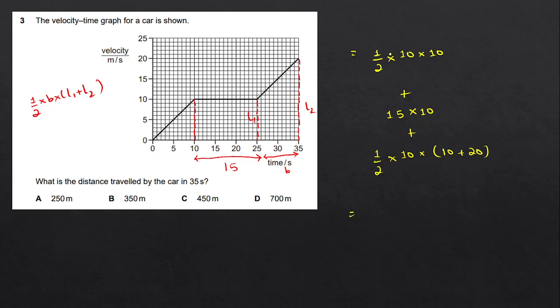So from here, half times 10 times 10 is 5 times 10, which is 50, plus 15 times 10 is 150, plus half times 10 times 30, so 5 times 30 is 150. So it is 50 plus 150 is 200, 200 plus 150 is 350. So this will be 350 meters. Correct answer is option B.